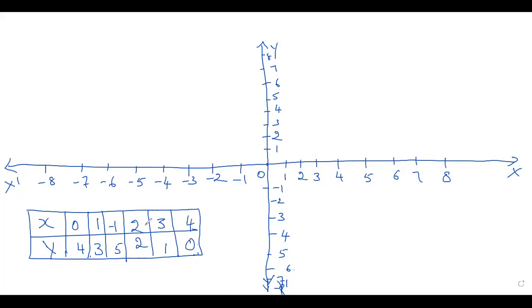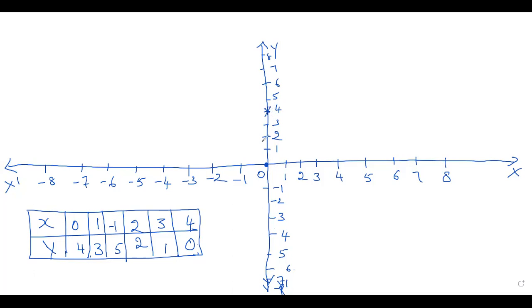Yes, now you have to plot on a graph. First, x is 0. X starts from the origin, children. O is origin. So when x is 0, what is y? Y is 4. It is plus 4. Plus means you have to go above the origin. Minus means below the origin. Start at 0 and go to 4. So here you will get the point, right?